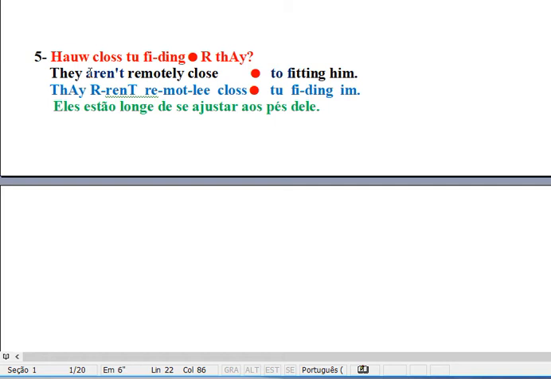Question. How close to fitting are they? How close to fitting are they? They aren't remotely close to fitting him.